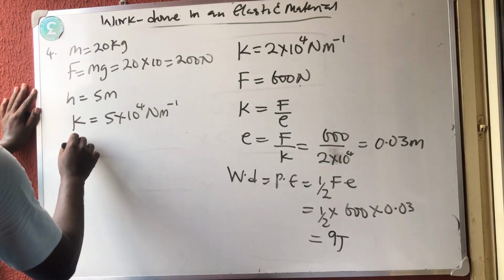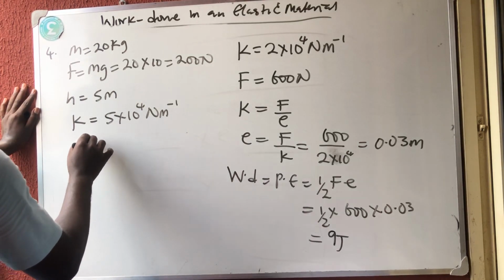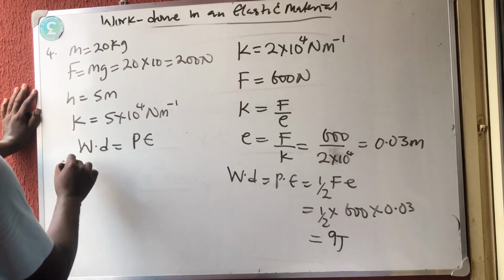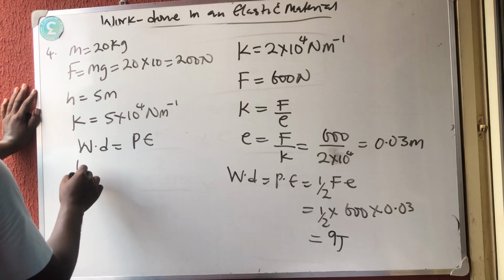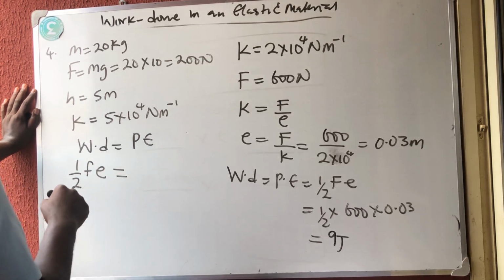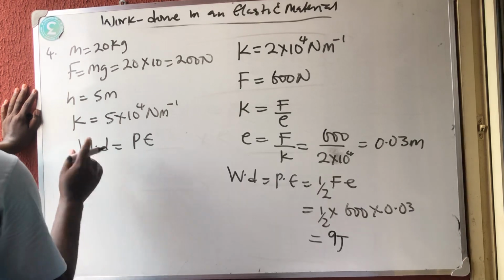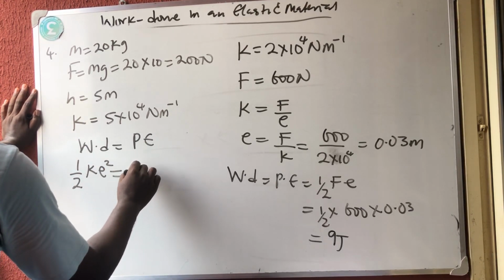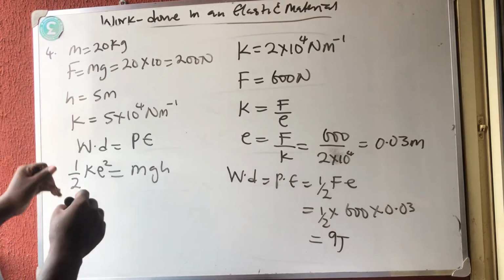But we know that work done is equal to potential energy. Okay, work done for an elastic material is 1/2 Fe, which is equal to, or let me use 1/2 Ke squared, since they have K. Ke squared is equal to potential energy, which is mgh. Okay.